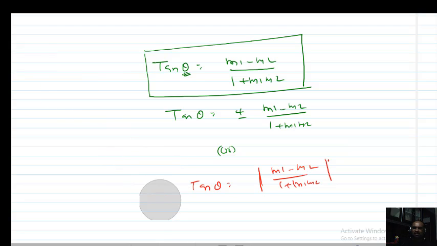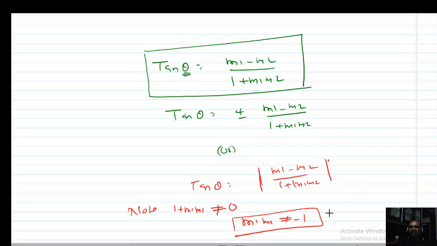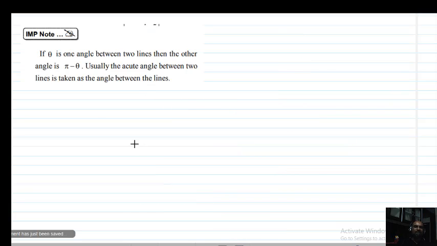Students, what is the thing here? Note: 1 plus M1 into M2 should not equal 0, which means M1 into M2 is not equal to minus 1. What is the meaning of this? Non-vertical lines. If theta is one of the angles between two straight lines, then the other angle is pi minus theta. Usually the acute angle between two straight lines is taken as the angle between the lines. That is not compulsory, but generally we take it like that.